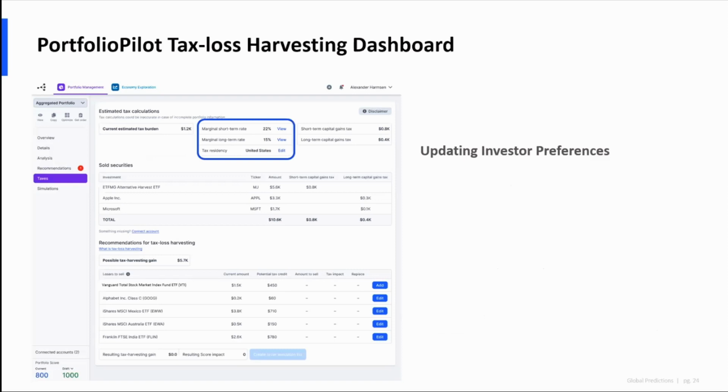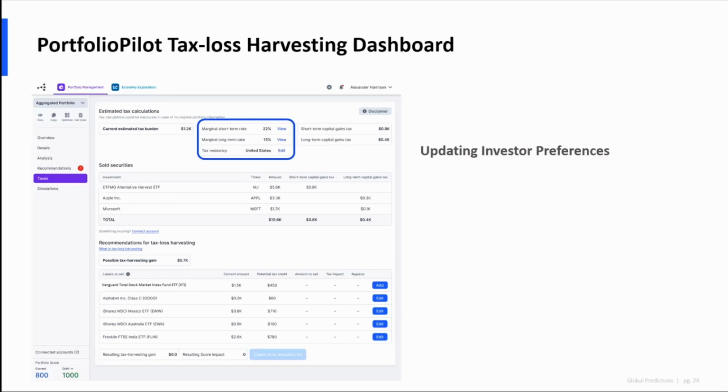So the first section, and I just wanted to go back to this, is updating your investor preferences. One of the things that we do, and again, if people are familiar, as you're onboarding, we're asking you some questions about yourself, such as what your income is, how you file your taxes, whether it's single or jointly. That really mostly applies to the United States. And then also, where your tax residency is.